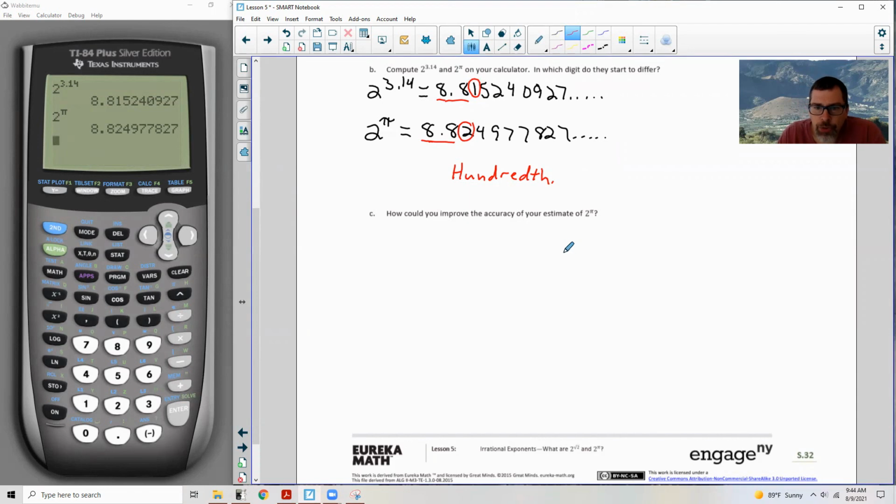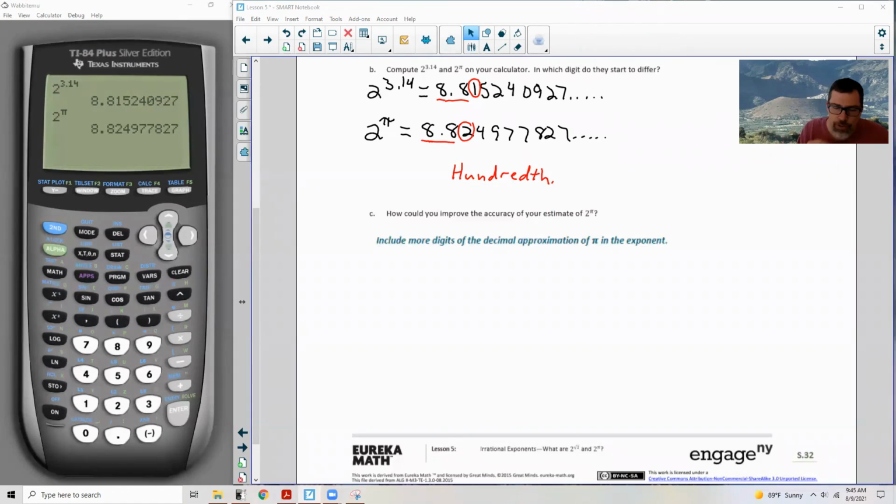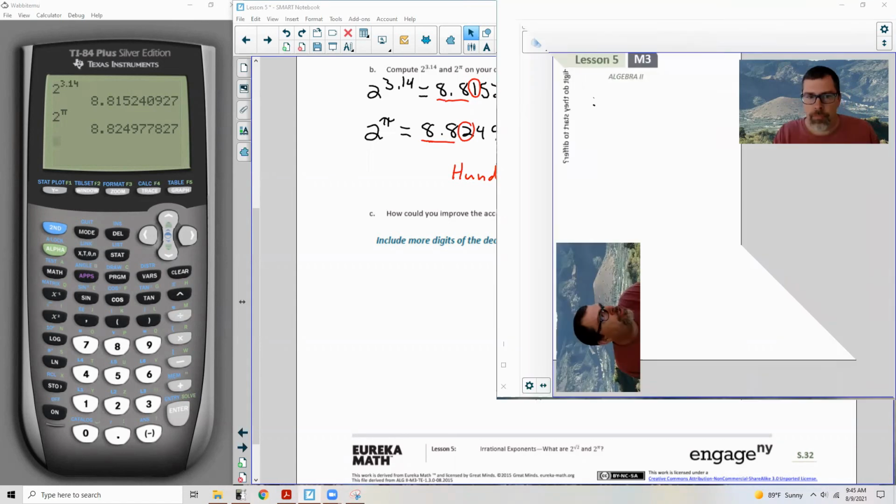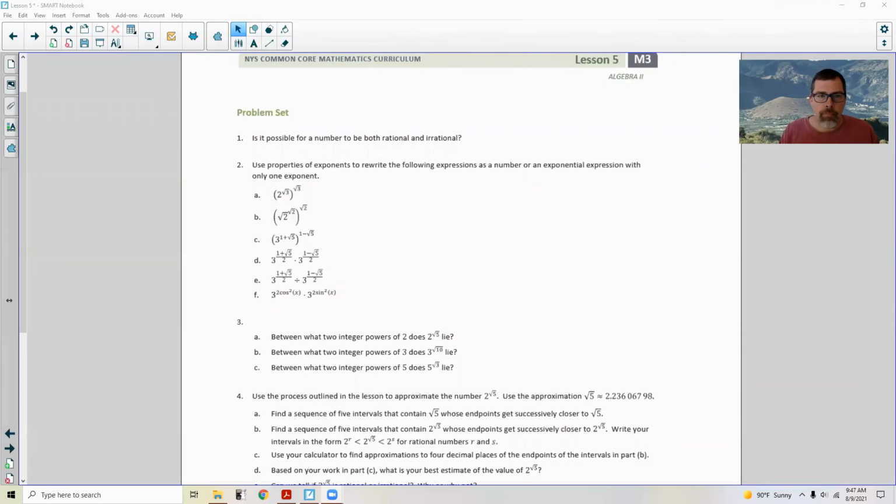C says, how could you improve the accuracy of your estimate of 2 to the pi? Okay, so the answer to that is include more digits of the decimal approximation of pi in the exponent. Okay, so hopefully that is understandable. So that's pretty much it for this page. Okay, page 3 brings us to the end of a really short lesson 5. Go to your problem set.